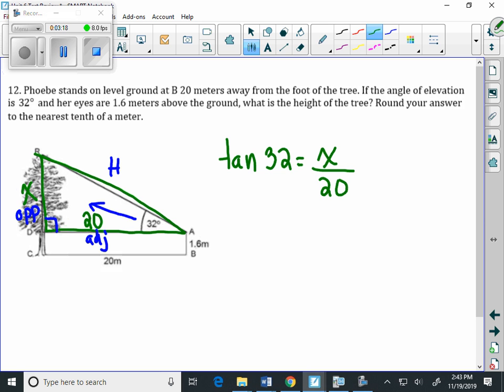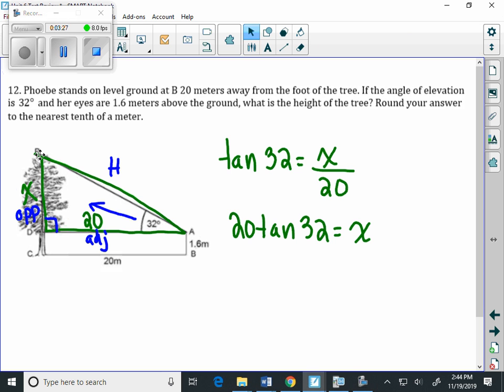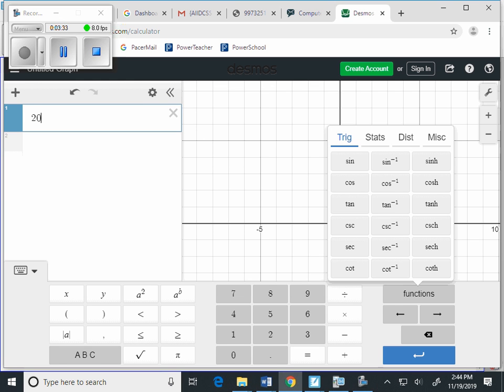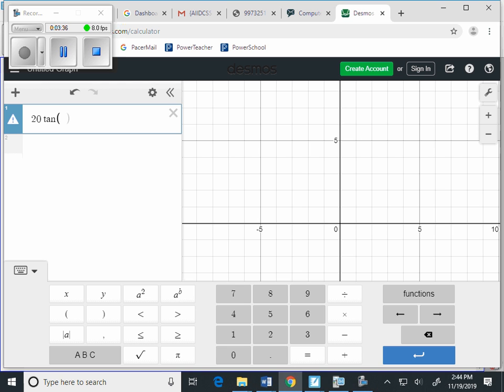So once again, to figure out that value of x, we're going to take 20 and multiply by the tangent of 32. And then we'll pull up decimals. 20 times the tangent of 32. And we see that we get 12.49. And I'm guessing that we're going to have to round to the nearest tenth. So 12.49 is going to round to 12.5.